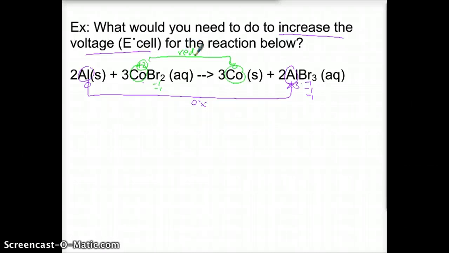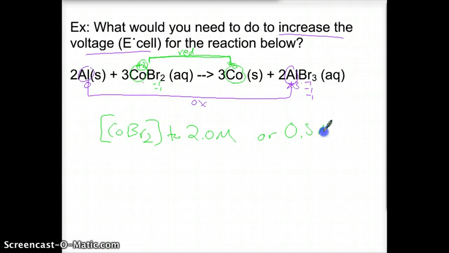So what would I need to do to increase the voltage? That means I want whatever's getting reduced, I want more of it to get reduced. So I'm going to give you 2 options. You can either change the concentration of cobalt bromide to 2.0 molar or 0.5 molar. Which one are we going to want to do?